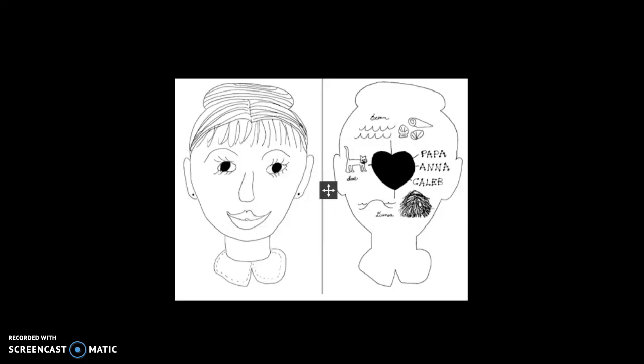Here's an example of an open mind portrait. On the left-hand side of the page, you can see a drawing of the character's face. On the right-hand side of the page, you can see the thinking page. It shows a character's thoughts and events in a story.